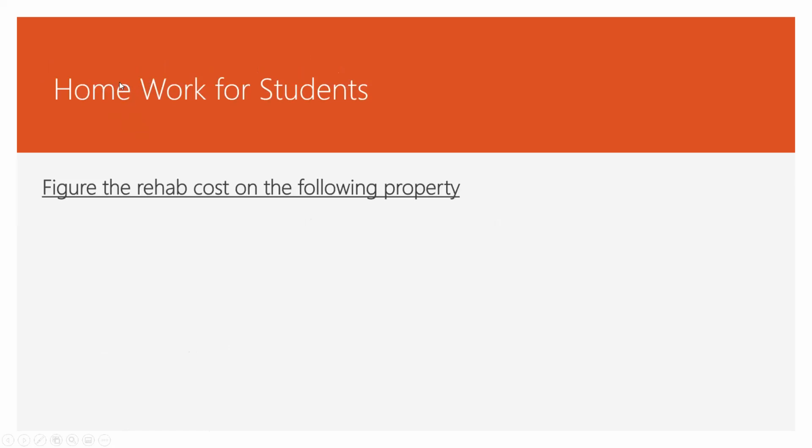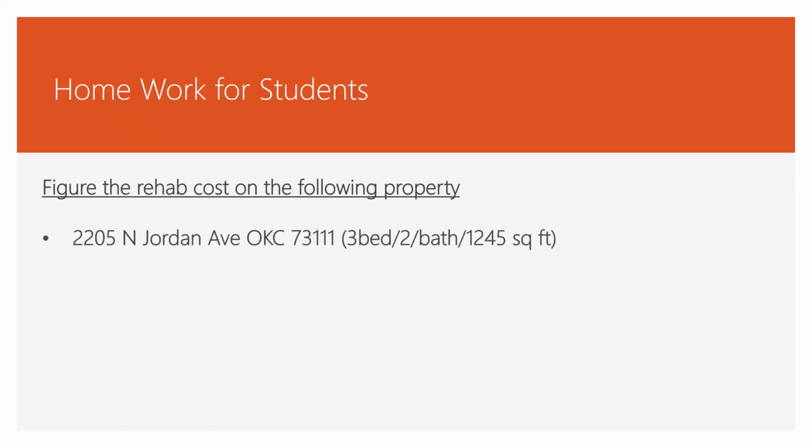All right. So this is the property, 2205 North Jordan. It's a 3-bed. I think it's a 1-bath. I got 2-bath. I'll change that. 3-bed, 1-bath, 1,245 square feet. Okay. We're going to assume the kitchen is 300 square feet. The bathroom is 200 square feet, and it's got 10 windows.